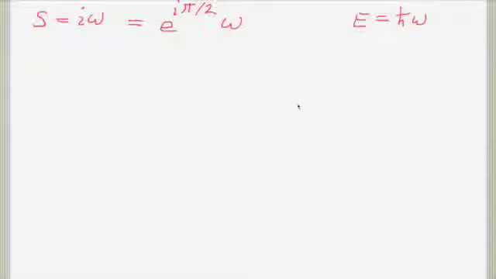So if we take our omega plane of our causal Green function and rotate by 90 degrees, where do the poles end up?